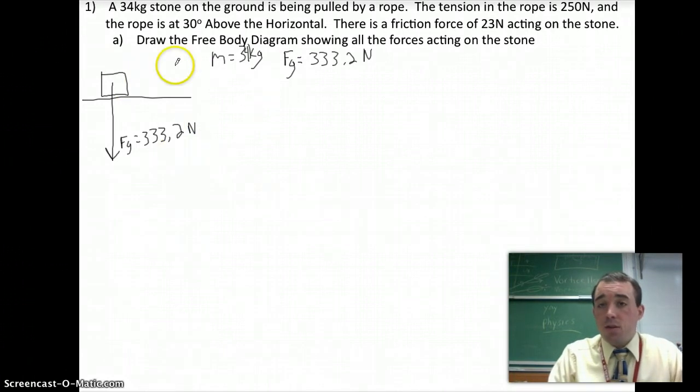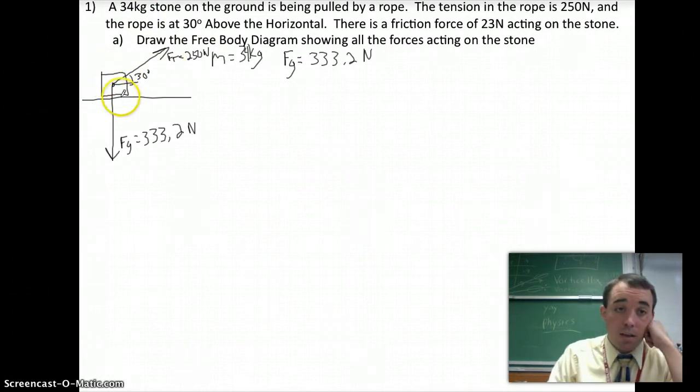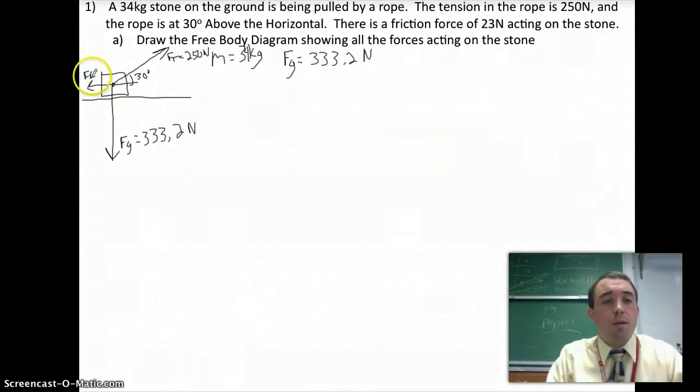All right, so that's one force. I also have a tension of 250 newtons at 30 degrees above the horizontal, coming from the center. Friction force acting on the stone, 23 newtons. The block wants to go to the right, so I need a friction force counteracting that. It always acts parallel to the ground, so my friction force is 23 newtons to the left. Then I'm also going to have my normal force.